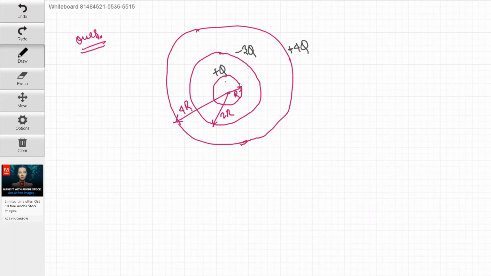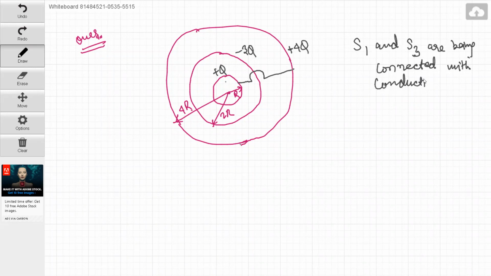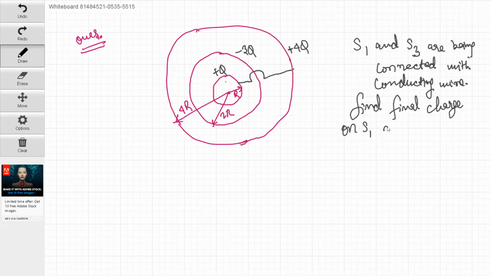So what has happened? Sphere 1 and sphere 3, S1 and S3, are being connected with a conducting wire. Is this okay? Fine. Find the final charge on S1 and S3. Is this okay? Do it.